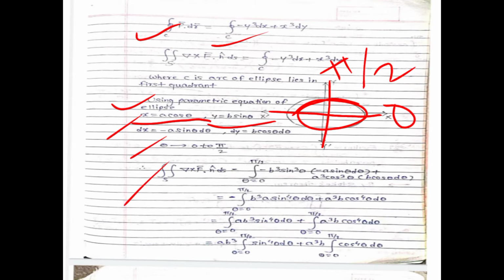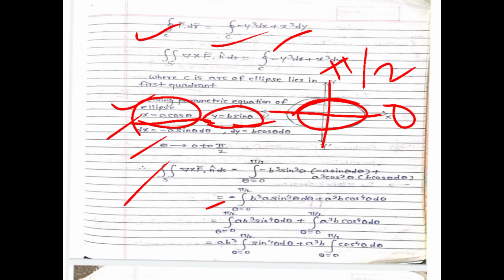So the double integration over the surface of curl F bar dot n cap dS equals the integration with theta varying from 0 to pi by 2. Then we replace the values of y and x. We know that y equals b sin theta and x equals a cos theta. After putting these in and simplifying, you will get this form. Now we have to integrate this.